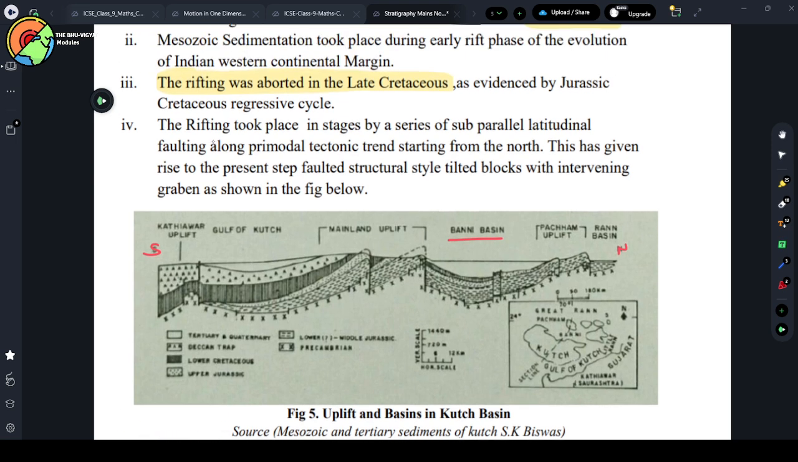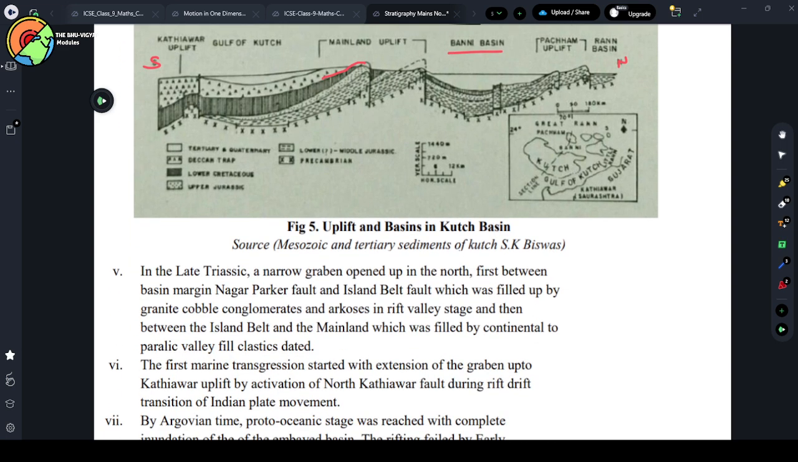Now the rifting took place in stages by a series of sub-parallel latitudinal faulting. So you can see the faultings are present here along the primordial tectonic trend starting from north. This has given rise to the present step-faulted structure of tilted blocks. You can see the step-like features present here. It is because of the faulting and rifting in this particular area, which resulted in the formation of different grabens, which were later filled by sedimentation.